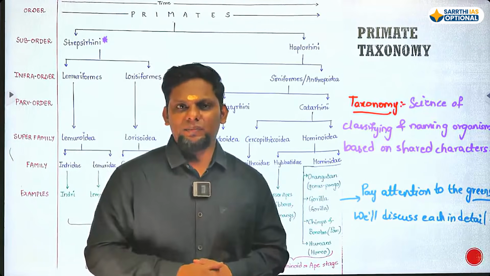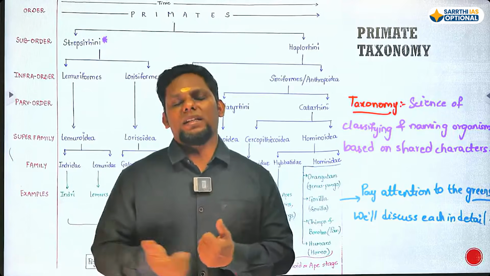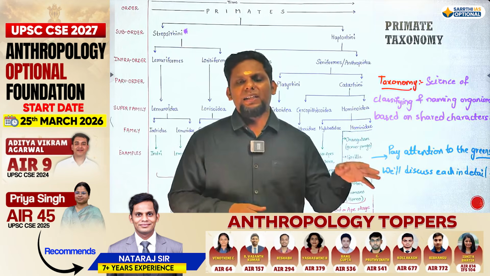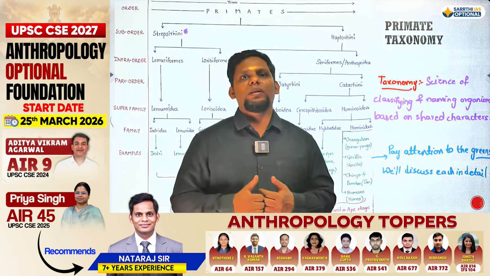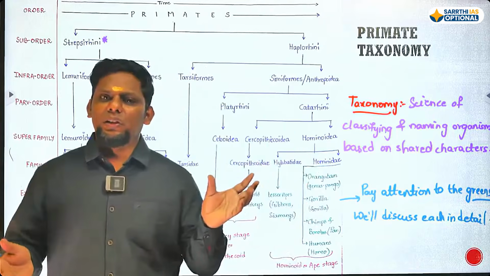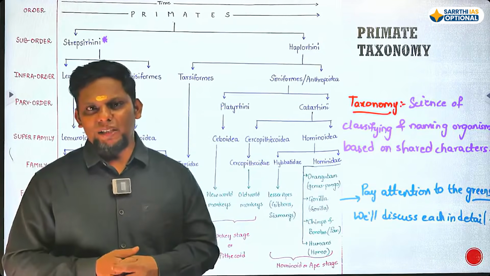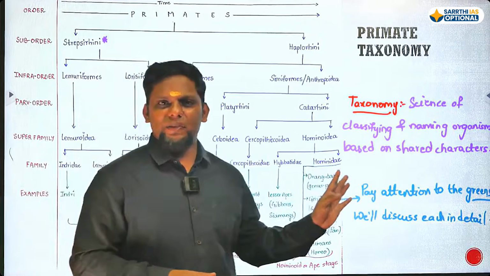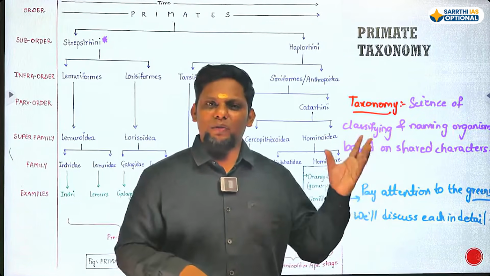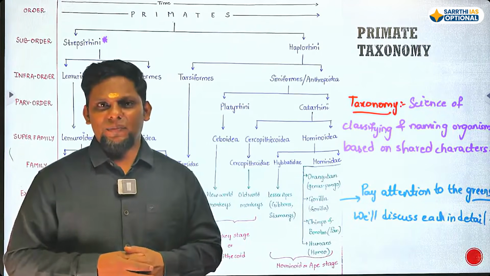Platyrrhini essentially means New World monkeys. Catarrhini essentially means your Old World monkeys and your apes. So Catarrhini includes what? Your Old World monkeys and apes, and Platyrrhini is essentially your New World monkeys. So this is that classic classification that we talked about in the previous session, which is that you have New World monkeys and you have Old World monkeys. And that is that.